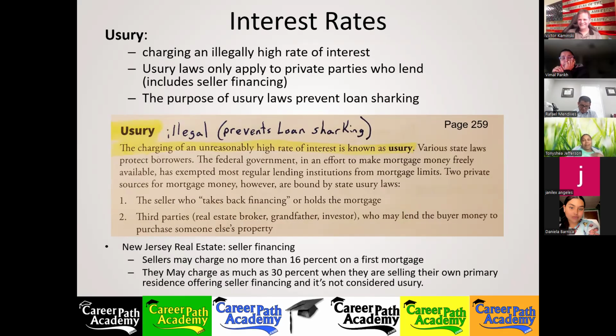So if somebody asked to borrow money from me and they had to pay it back at an interest rate, that's not loan sharking. That's just the interest rate I charge.